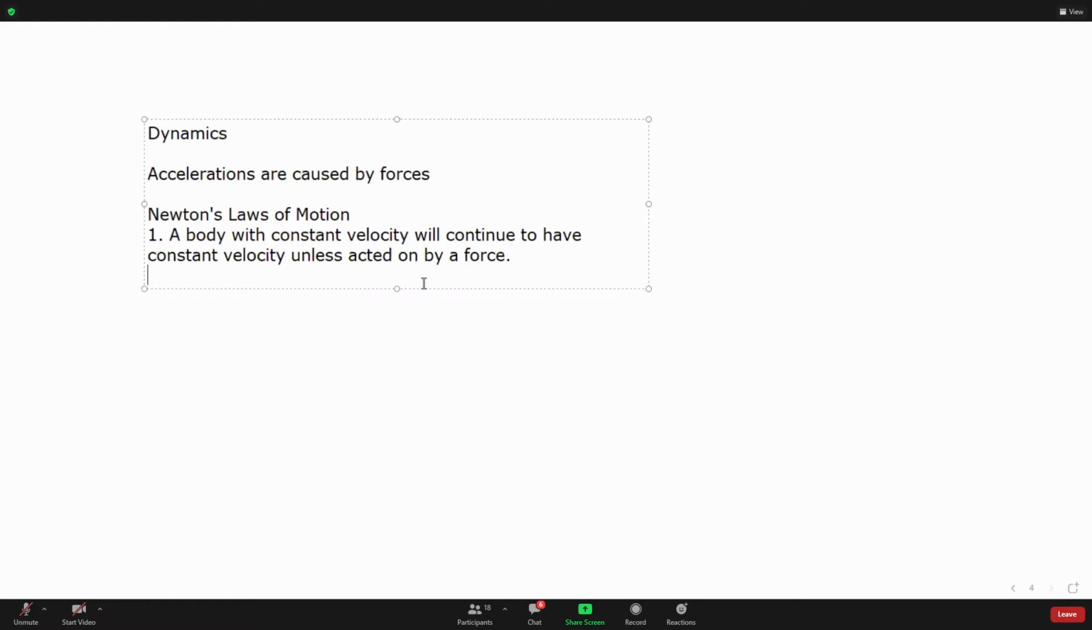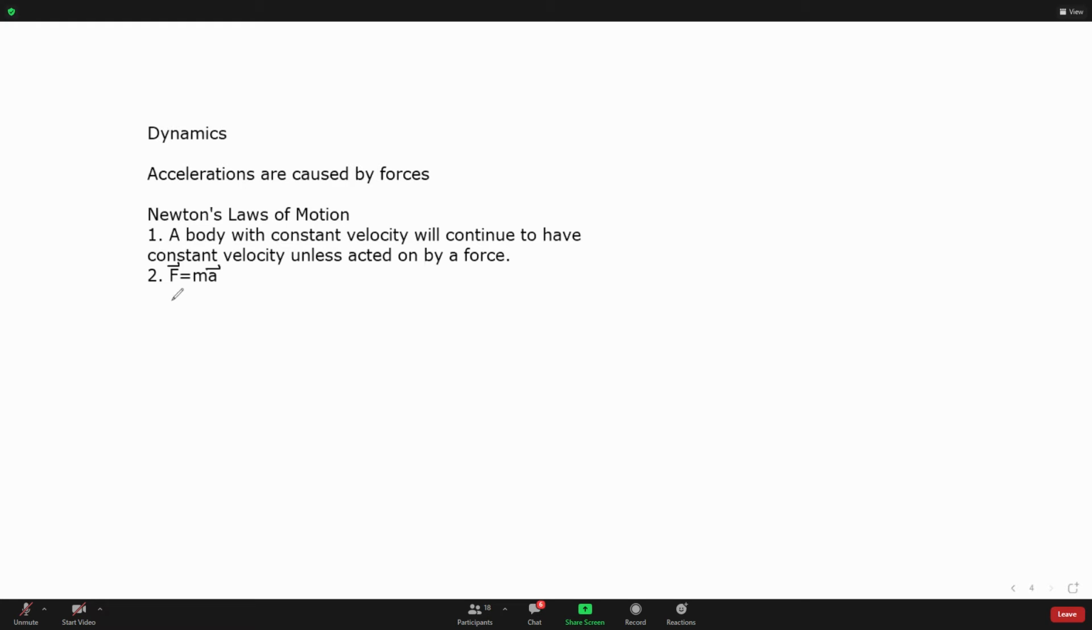Now, the second law is actually the definition of force, the famous F equals ma. So if I know the mass of an object and I know what its acceleration is, then I know what the force is. This equation is actually a vector equation, so I should put a little vector sign over the F and the a. And m, of course, is a scalar.